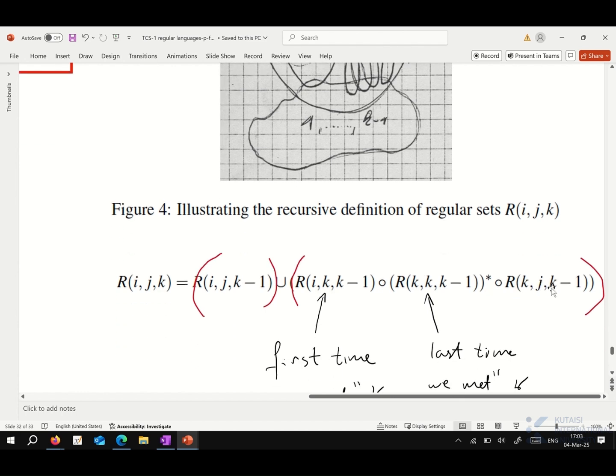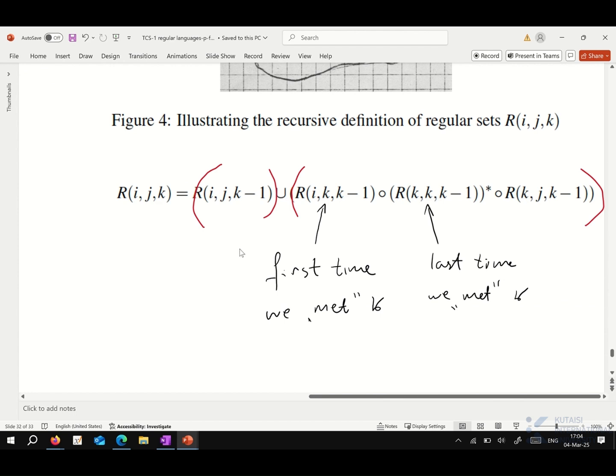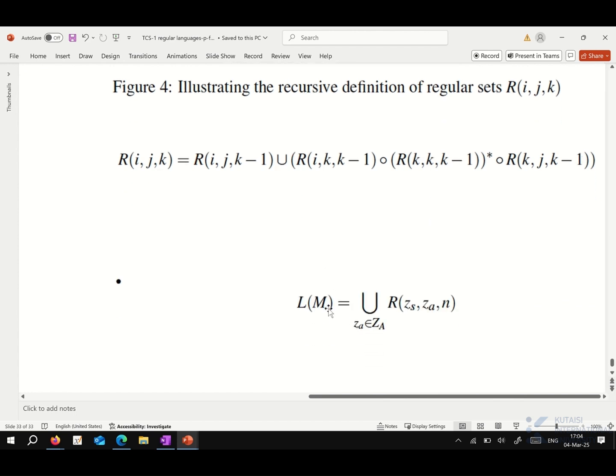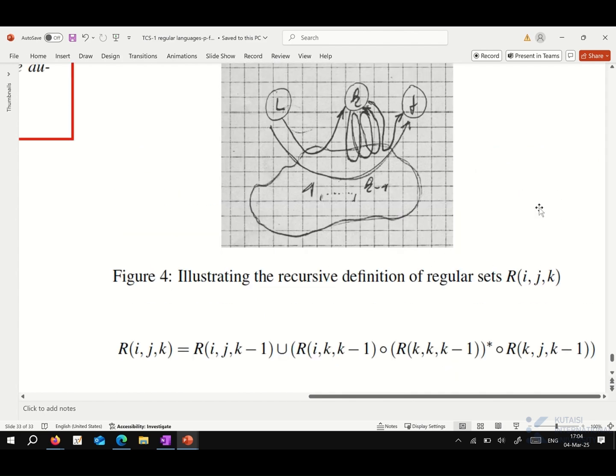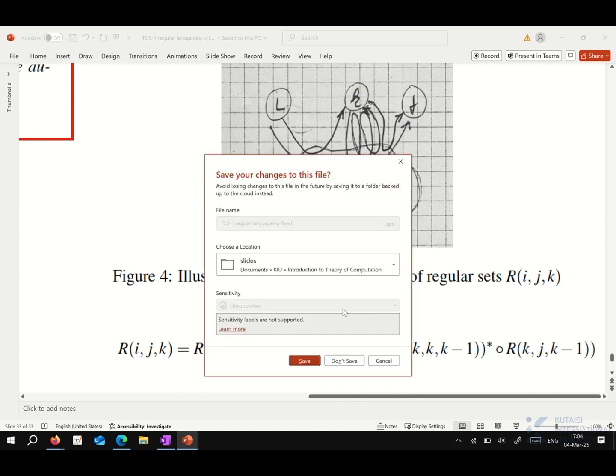So all your words decompose like this. So this is regular by induction. This is regular, this is regular, this is regular. Star is regular, concatenation is regular, everything here is regular. That means R_IJK is regular, which we already talked about, which means that the language that your DFA accepts is regular. This concludes one side of the proof. Now let's discuss the other side of the proof.